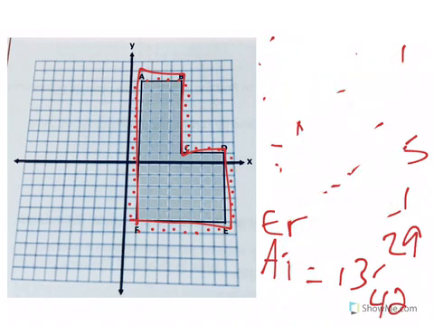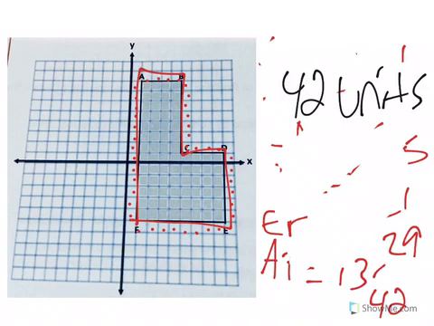So the perimeter, the distance around the garden, is going to be 42 units. We don't know what the units represent. If this is, let's say, from A to B, 1, 2, 3, 4, we don't know if that's 4 feet, 4 yards. We just don't know. So we just say 42 units.